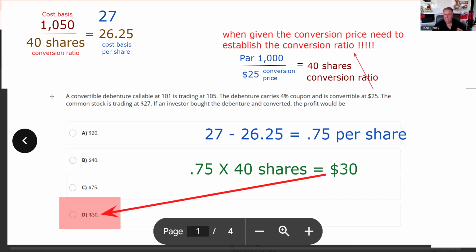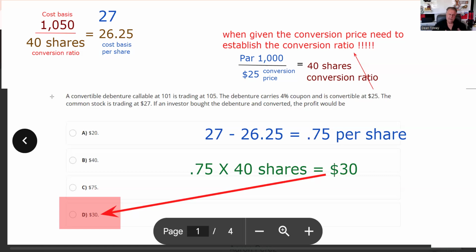A lot of work there, but a big takeaway is to make sure that you're prepared to establish the conversion ratio when given the conversion price. I'd also be able to do parity of the common: the market price, or what you paid for the convertible or current market price of the convertible, divided by the number of shares. And I'd also be able to do parity of the bond. That would be to take the $27 and multiply it by 40 shares to find out parity of the bond. So that math is certainly testable.